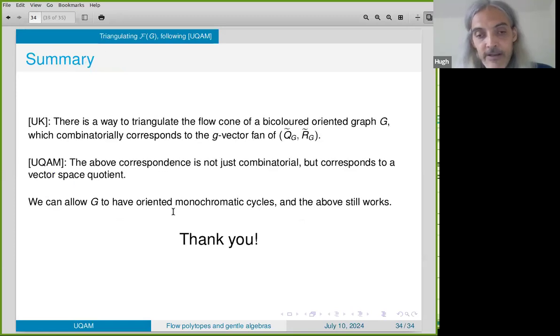And yeah, so just to summarize, the results from Kentucky say there is a way to triangulate the flow cone of a bicolored oriented graph G, which combinatorially corresponds to the G-vector fan of a certain quiver with relations defined from G. And our results were that this correspondence isn't just combinatorics, it's really a linear algebraic isomorphism. And also, you can introduce oriented monochromatic cycles into G, and the same story still works, and you still get the same picture. Okay, so that's what I wanted to tell you.